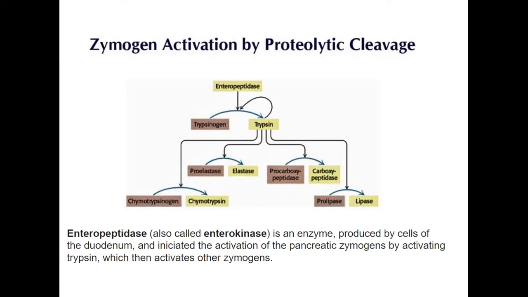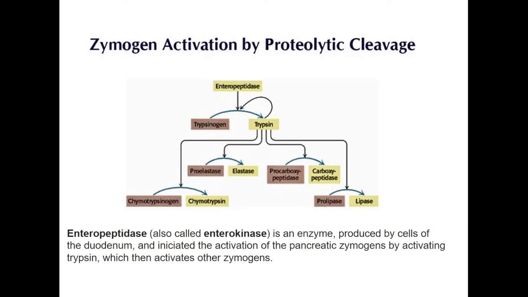And about activation of proteolytic enzymes. We said before, proteolytic enzymes are synthesized as inactive precursors: pepsinogen, the inactive precursor of pepsin, trypsinogen, the inactive precursor of trypsin, chymotrypsinogen, the inactive precursor of chymotrypsin, and others. The initial activator, for example in the duodenum, is the enzyme enteropeptidase, or enterokinase, activated by cells in the duodenum, and it is the enzyme which will activate and transform inactive trypsinogen to trypsin.